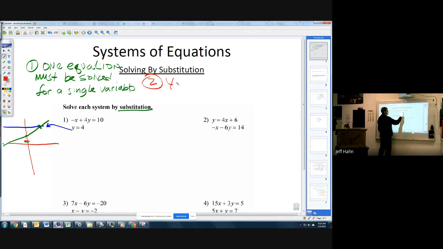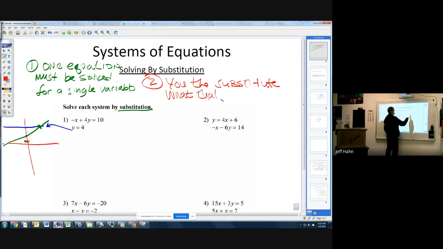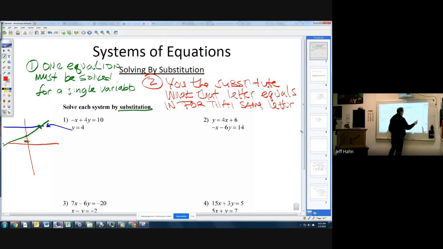Then substitute what that letter equals, or variable, in the other equation, or that same letter, or I should put a variable, in the other equation, which will make no sense to you until I tell you what it is. But it's always good to have words and a visual.